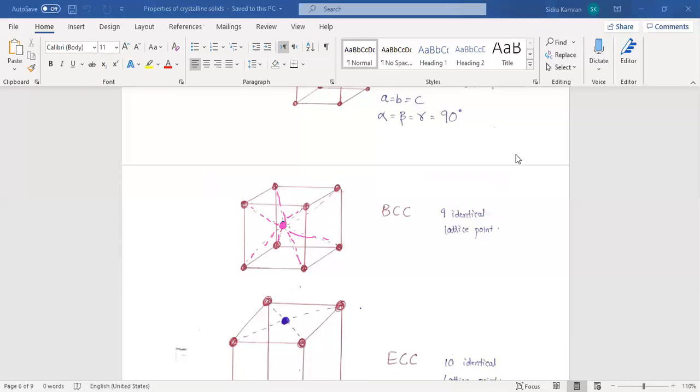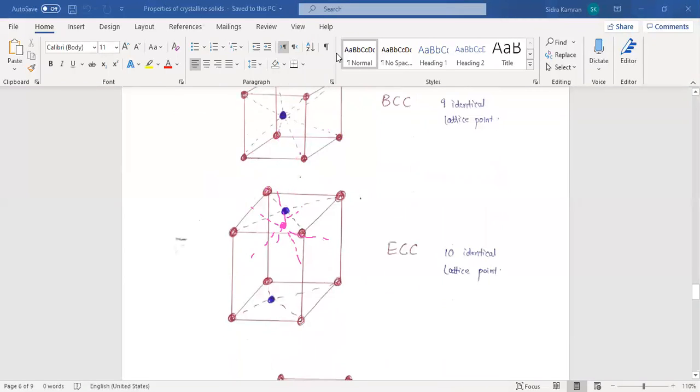Next we have an end centered cube. What is an end centered cube? End centered means there are 2 lattice points at 2 corners, one at this corner and the other at this corner. You can also place these points here and here. So you just have to take 2 endpoints of this cube containing lattice points, and this is called an end centered cube.